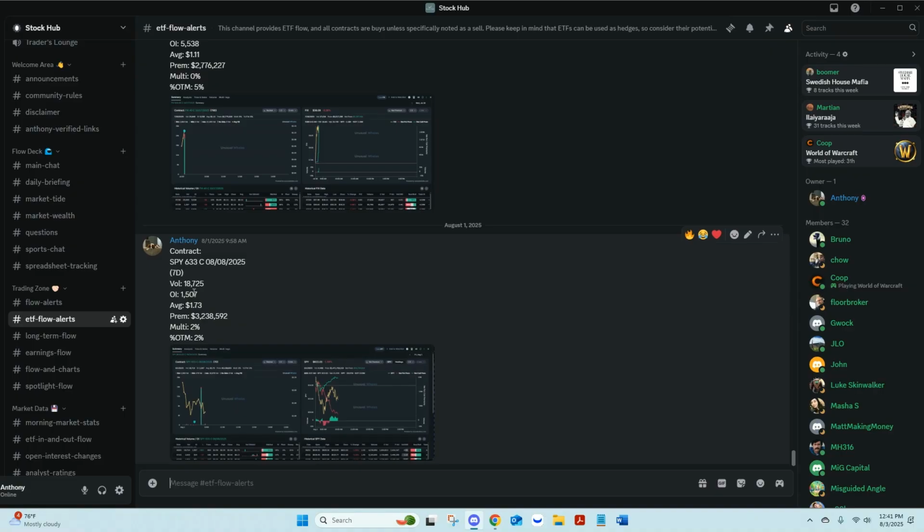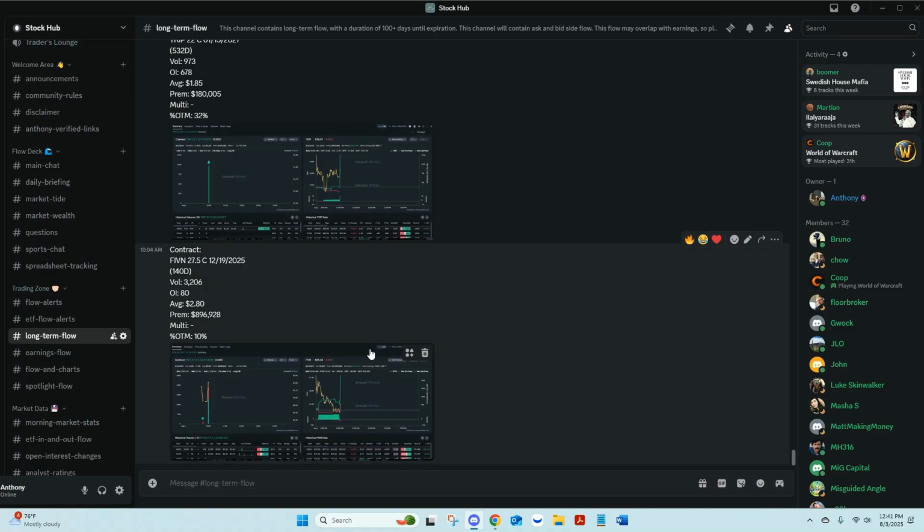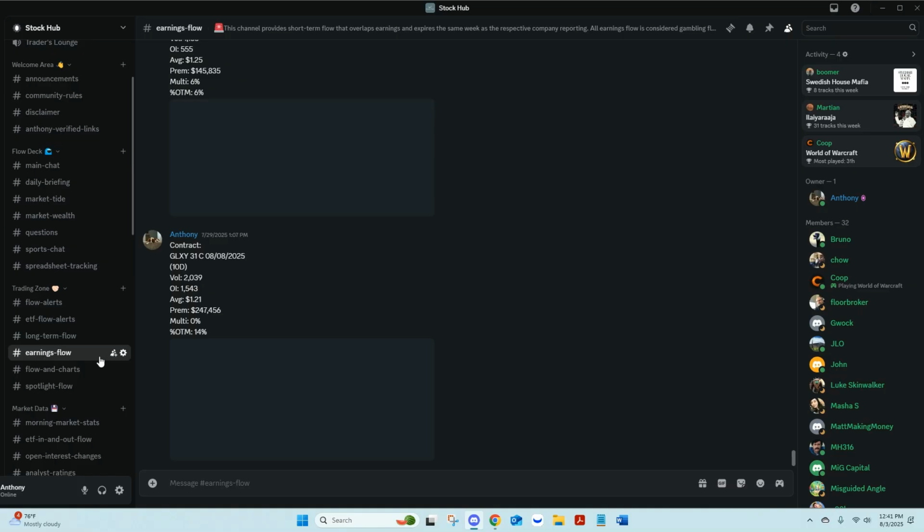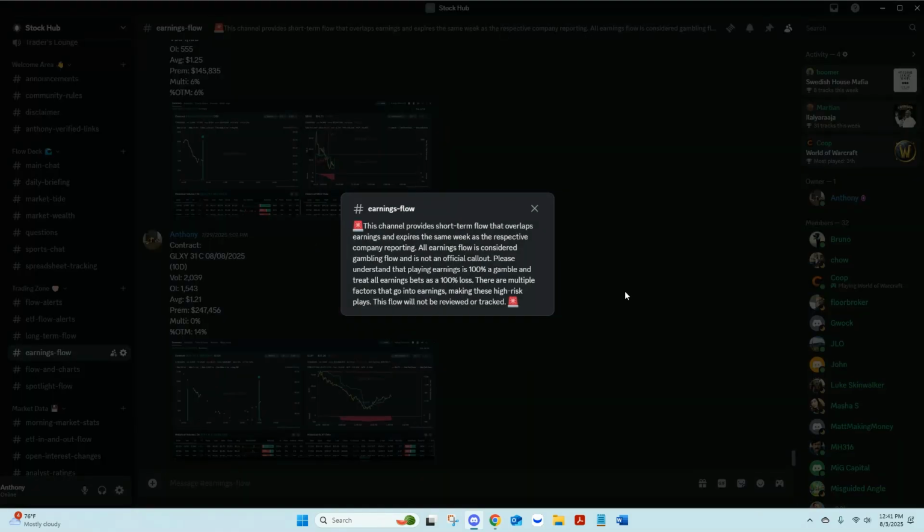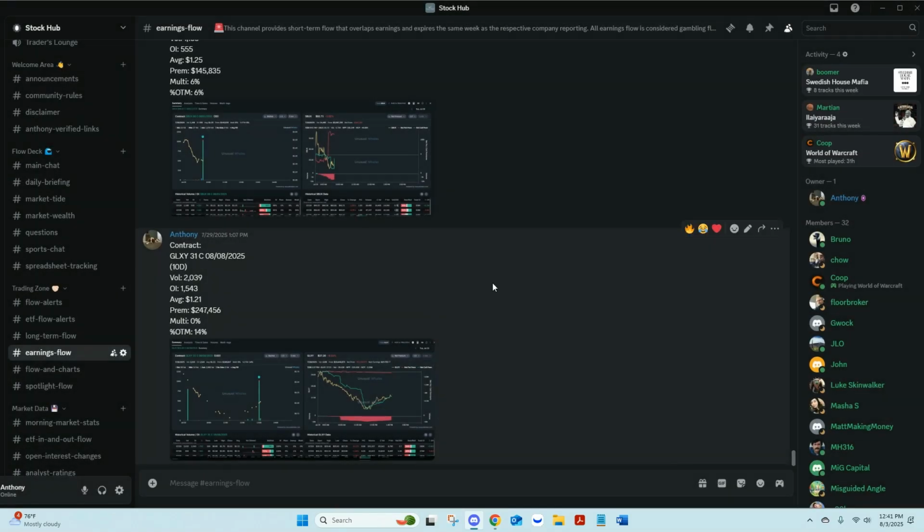ETF flow. This is SPY, QQQ, any of the ETFs. Same setup as the flow alerts. Long-term flow is flow that's longer than 100 days. This is not tracked. Earnings flow, and again, earnings flow is always a gamble, so please come up here and look. This is flow that overlaps earnings and expires that week. So if we have Palantir reporting tomorrow, any of that flow that would end on the 8th would be considered earnings flow. It has to be a weekly expiration that overlaps earnings. If earnings are 5 days away and the flow is 15 days out, it's not going to be shown in here.